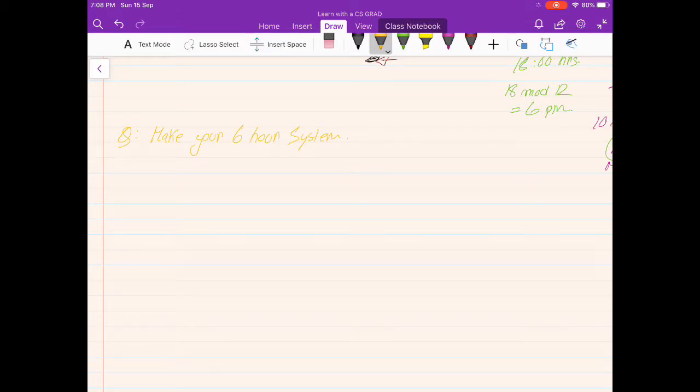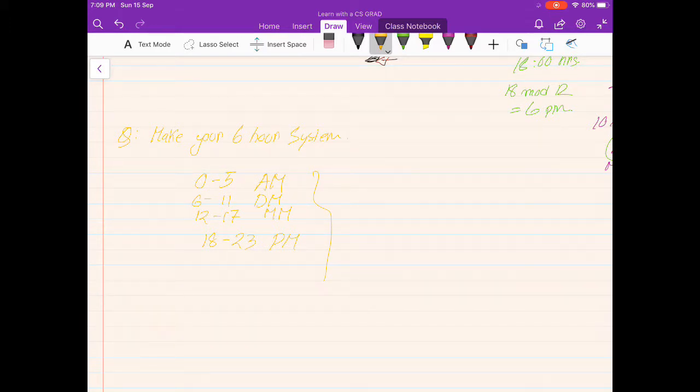Hope you guys tried it, and let's try to make this ourselves. Let's say from 0 to 5 it's AM, from 6 to 11 it's, let's say, a day, so DM. From 12 to 17 it's like midday, so MM. And from 18 to 23 that would be normal PM. So this would be our system.